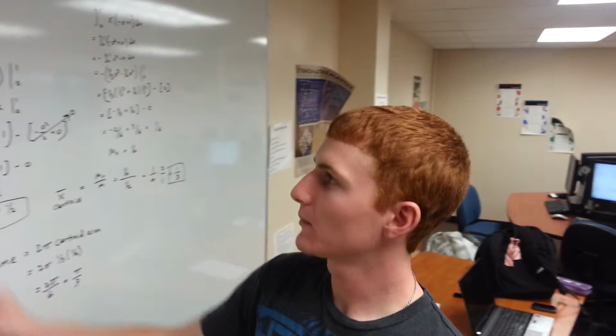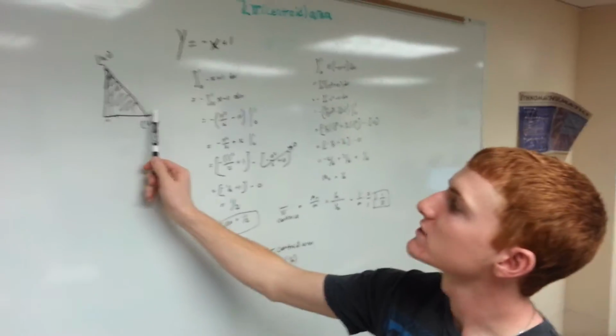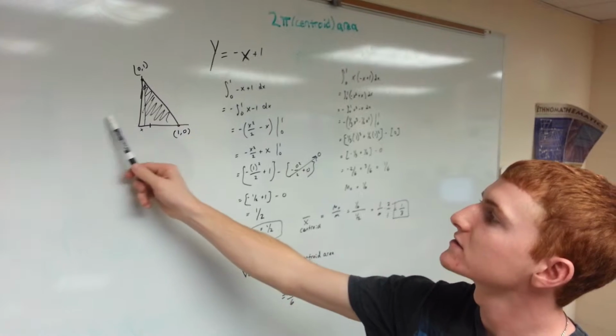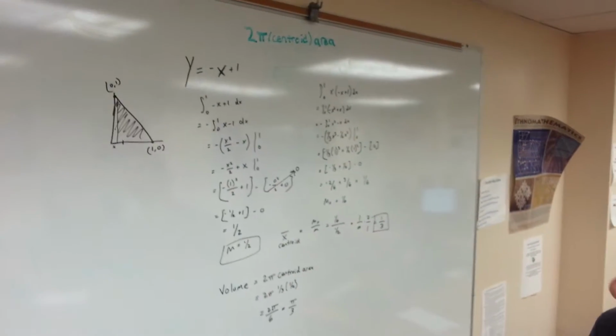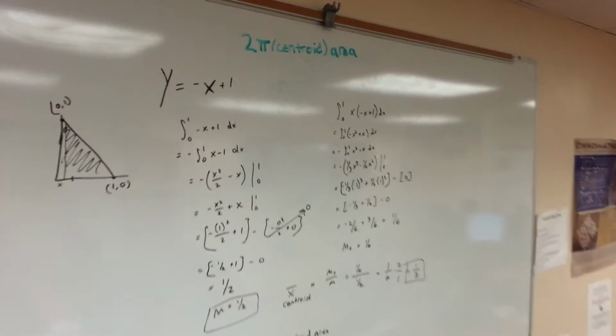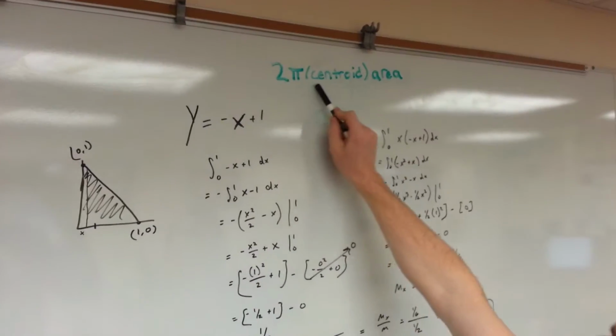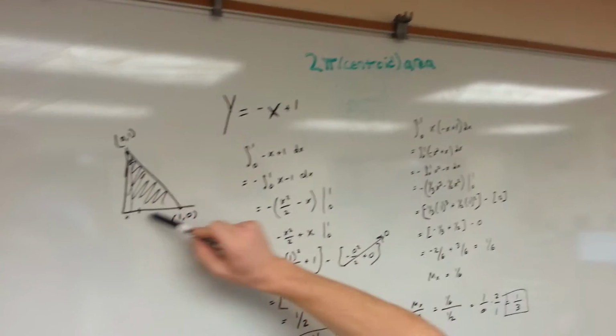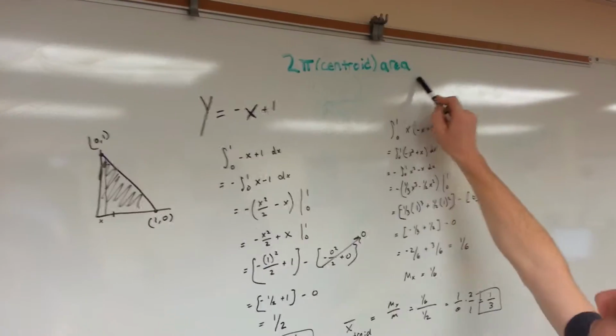Okay, I'm going to find the volume of this function when it's rotated around the y-axis using the Pappus theorem. Basically what the Pappus theorem states, in simpler terms than the way the book states it, is it's 2 pi times the centroid of your shape, whatever figure it is, times the area of your figure.